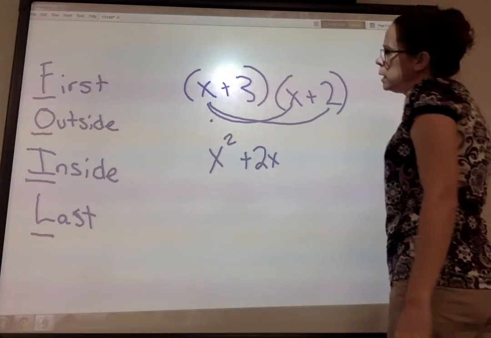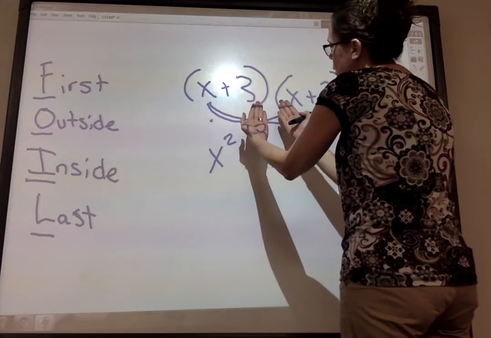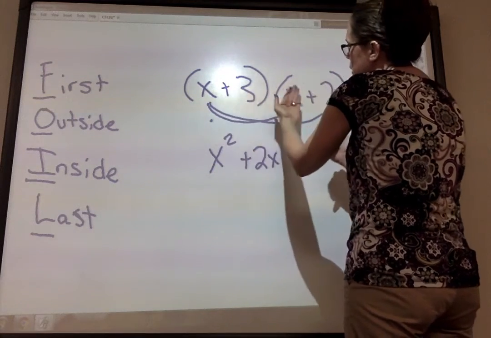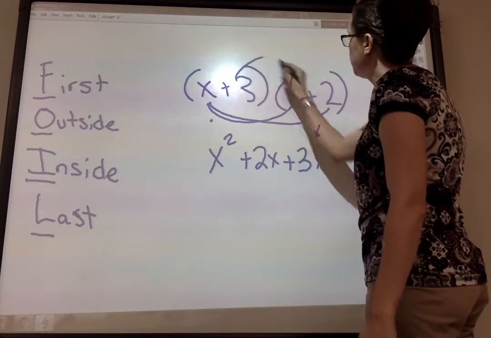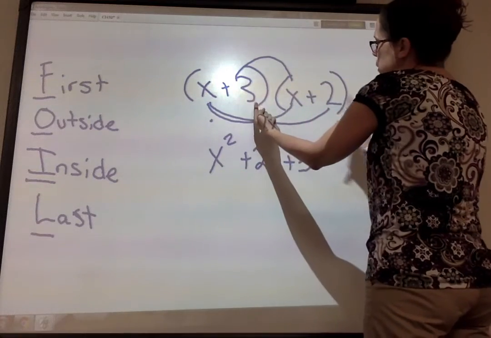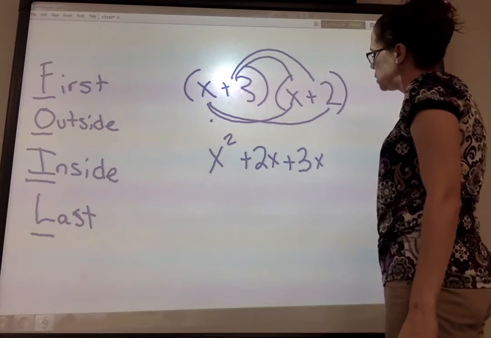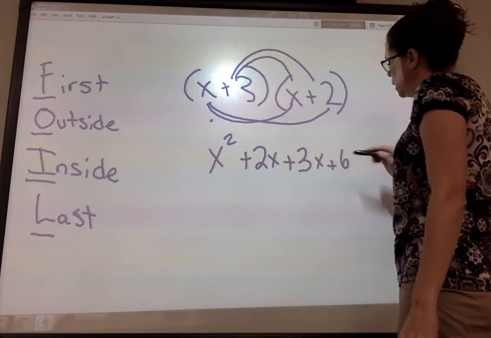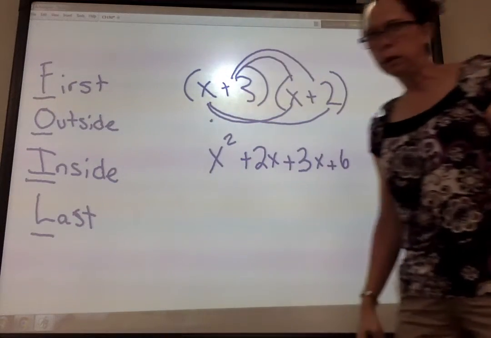Okay, now I go to inside, the inside terms of the binomials. Positive 3 times x gives me positive 3x. So now I've done this. And the last, that means the last terms of each binomial. Positive 3 times positive 2 gives me positive 6. Okay? So now I've completed the FOIL method.